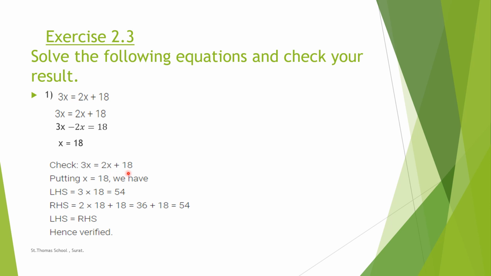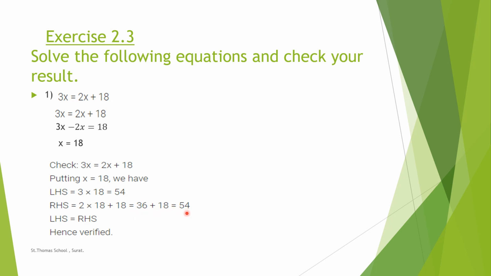Now take RHS. What is RHS here? 2x plus 18. Now x means 18. So 2 multiplied by 18 plus 18. It's clear? We are substituting the value for x. X we got 18. So just substitute in the LHS and RHS. So 2 into 18 plus 18. 18 2s are 36. 36 plus 18.